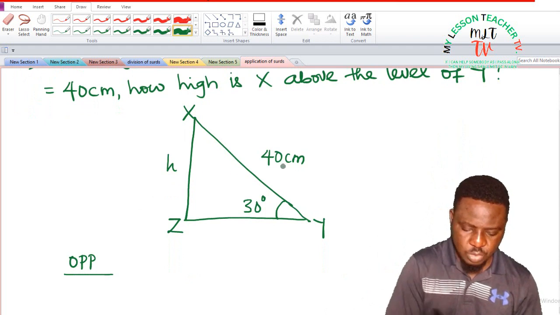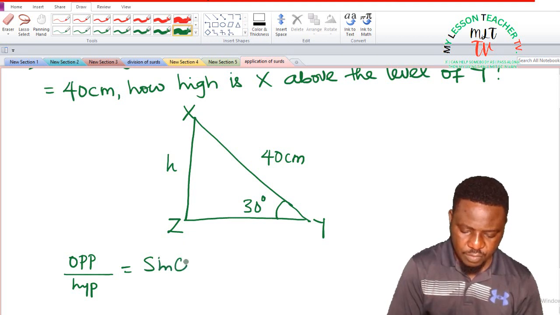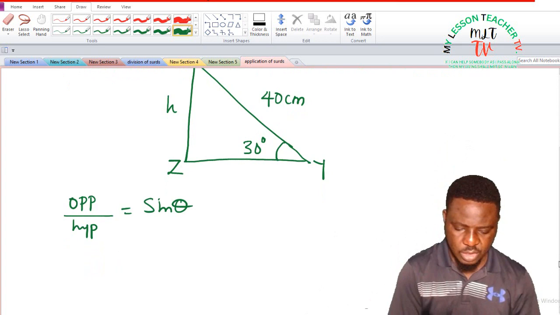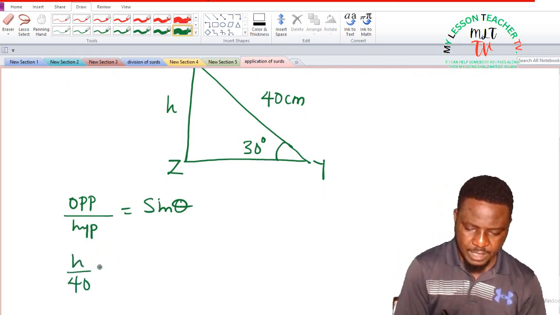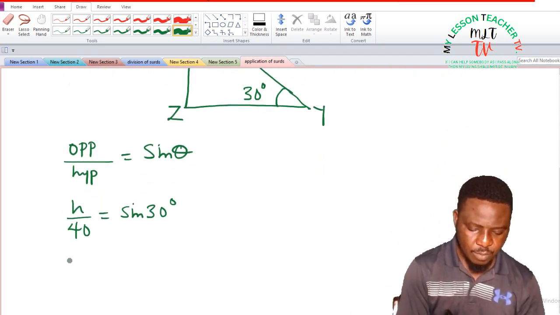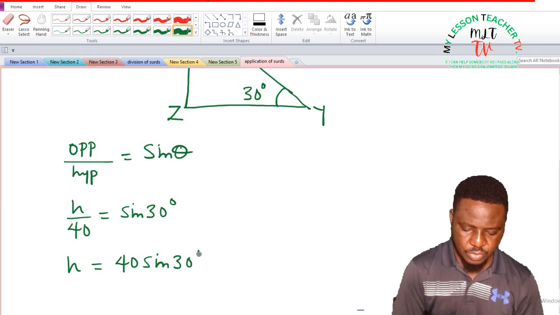So the ratio of the opposite side to the hypotenuse side is said to be equal to the sine of that angle theta, which we have derived at the last class. So that means that h divided by 40 is equal to sine 30 degrees. And when you cross multiply and make h the subject of the formula, this gives us h to be equal to 40 sine 30 degrees.